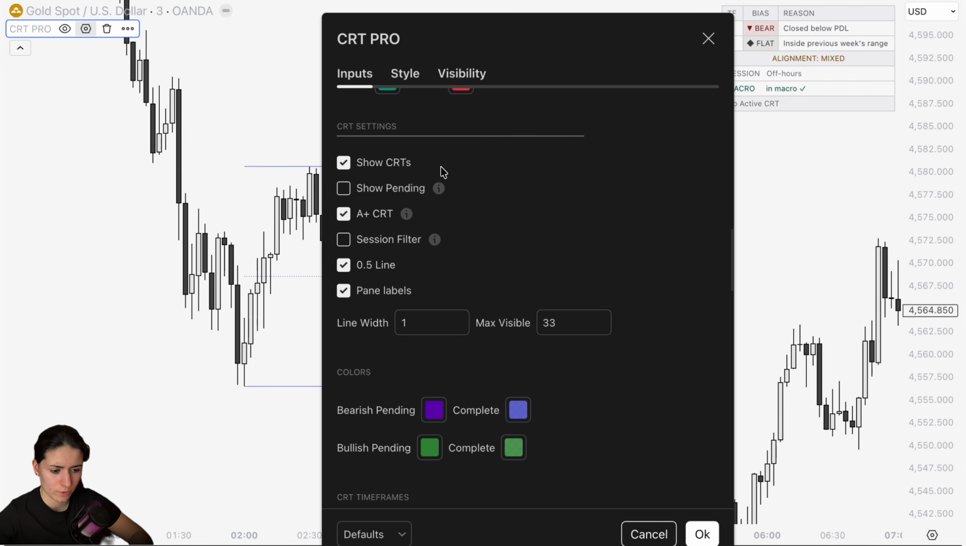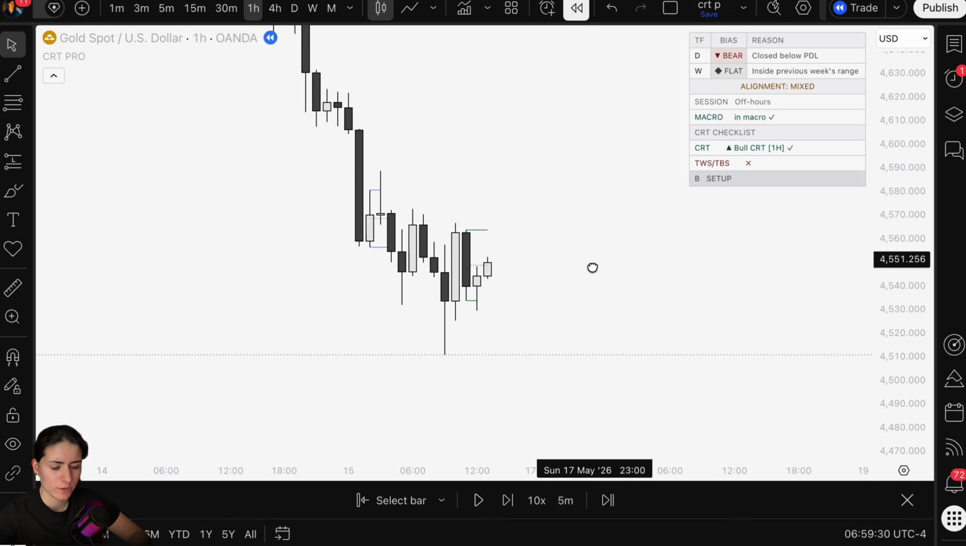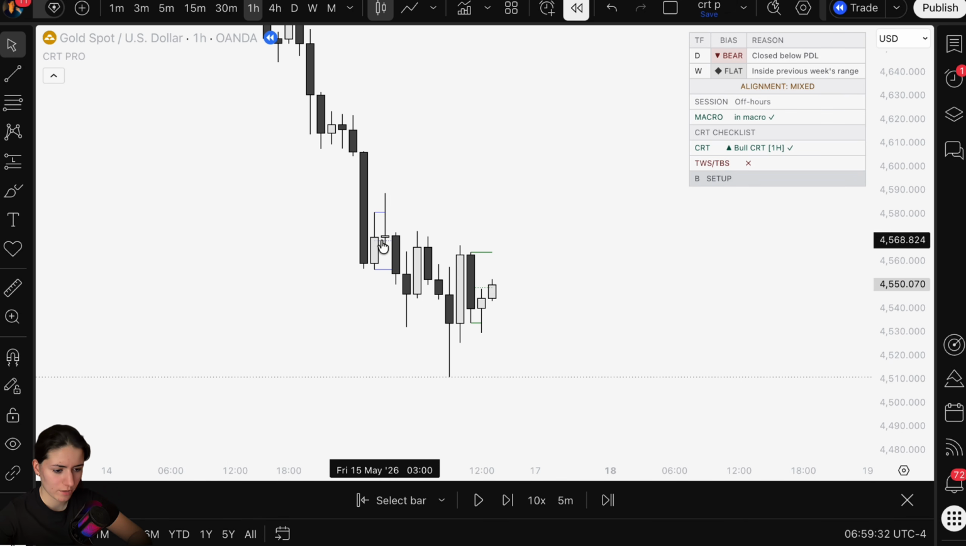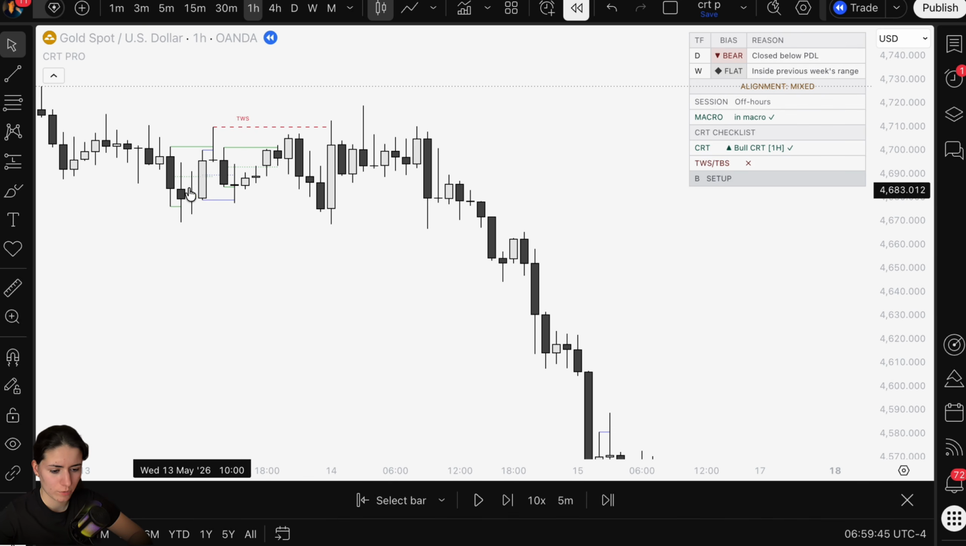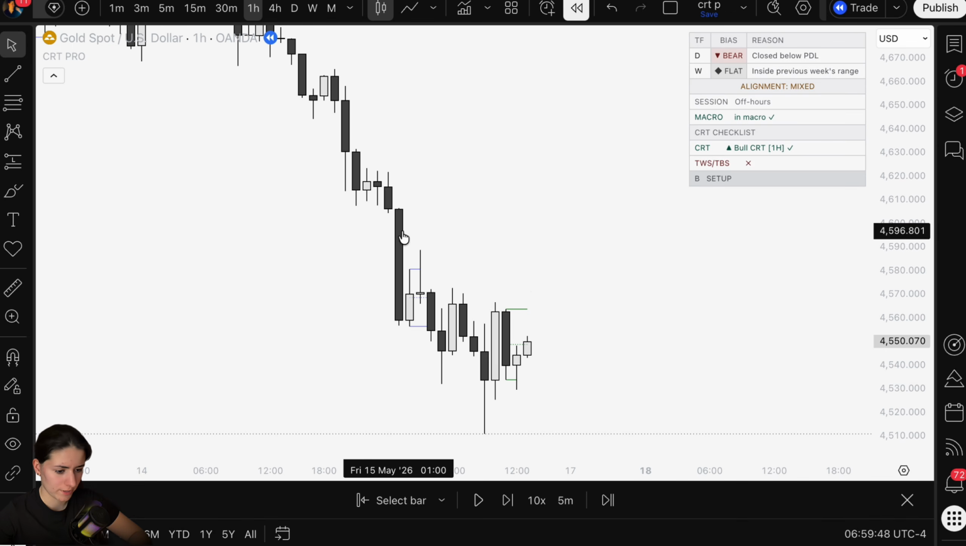Now let's clear up the difference between show CRT and pending CRT. When show CRT is on, the indicator only displays models that are already finished, and the second candle that triggers the CRT pattern is closed. The pattern is confirmed, and you can see it in the history, and uncompleted models appear with the opposite colored line.